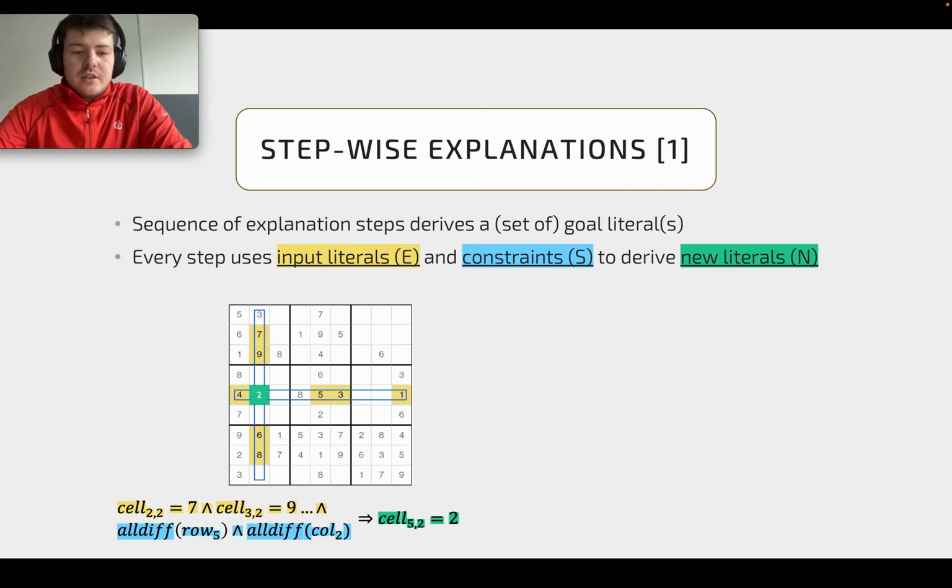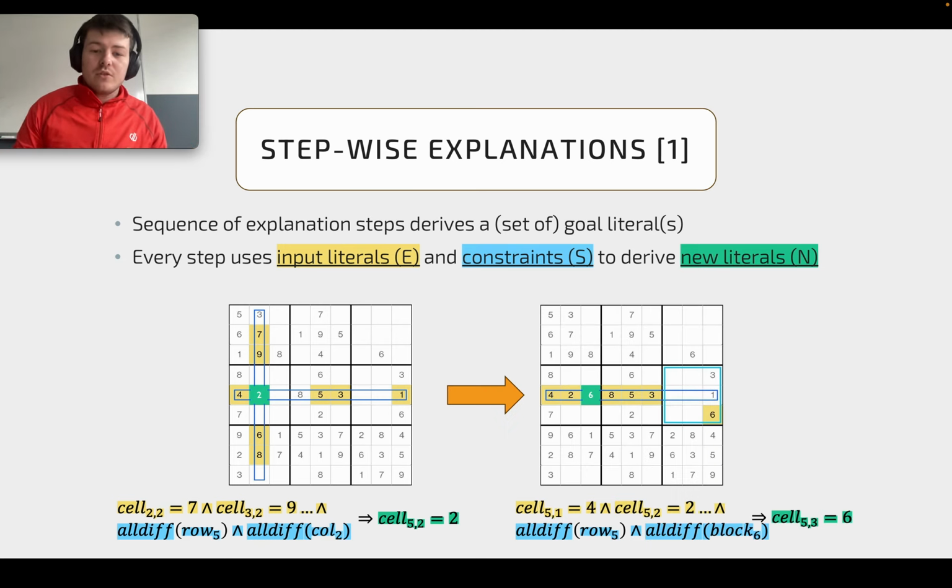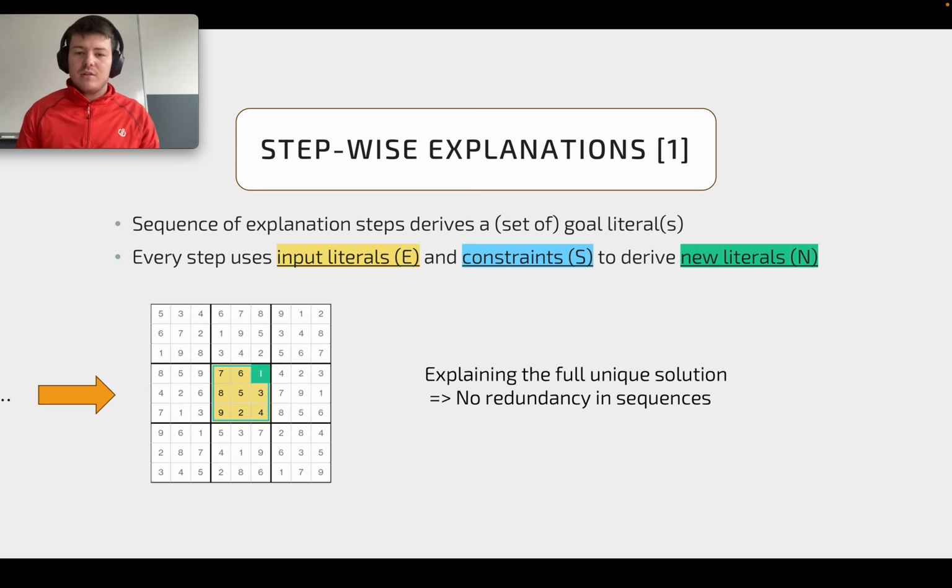So for example, in the Sudoku case, here you would use as input literals of this step some of the given facts in your Sudoku, or some of the filled in cells, and then you will use this row constraint and this column constraint to derive that this particular cell should be a 2. And then, of course, in some next step, you can reuse the fact that this cell is a 2 to derive new things, etc. And you can repeat this a lot until your full solution is actually found.